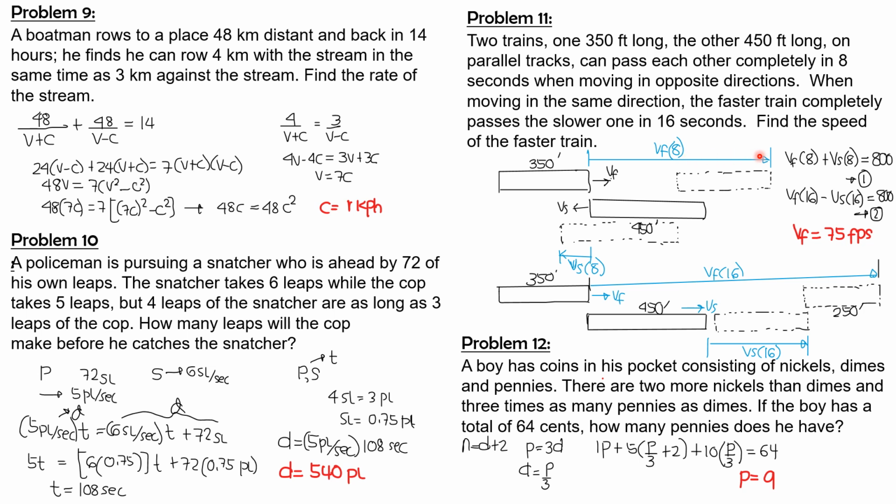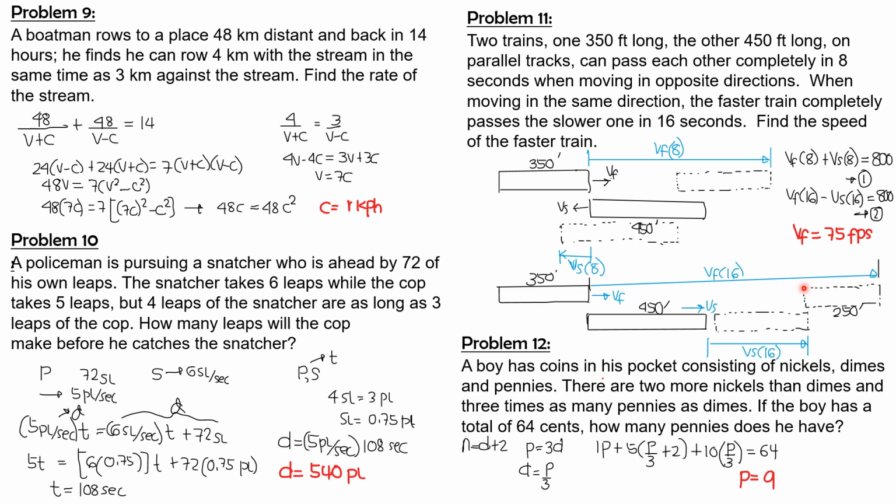So from the figure, vf times 8 added with vs times 8 would be equal to this length, 450 feet plus that length, 350 feet. So 800 feet, equation 1. When they move in the same directions, time starts when the front of the faster train is even with the rear of the slower train. They move in the same directions there.